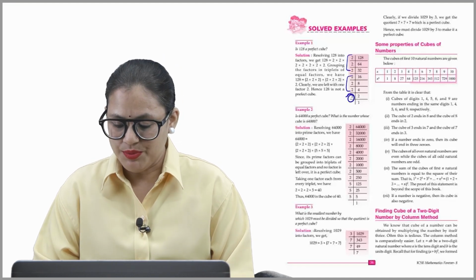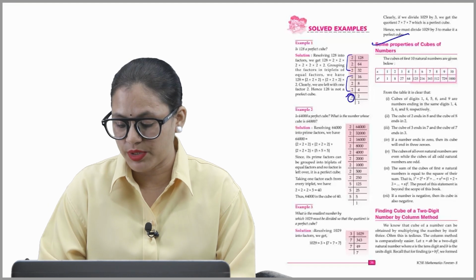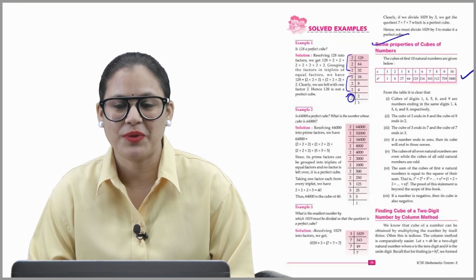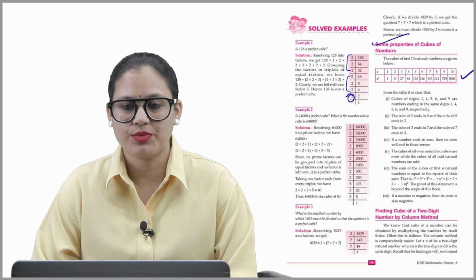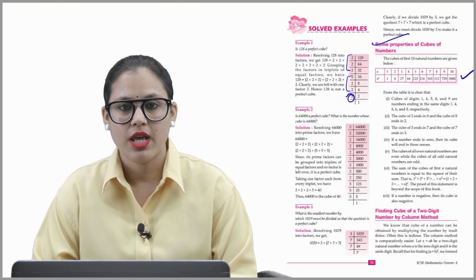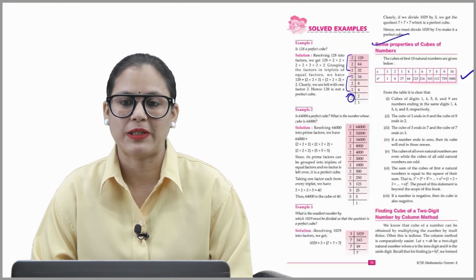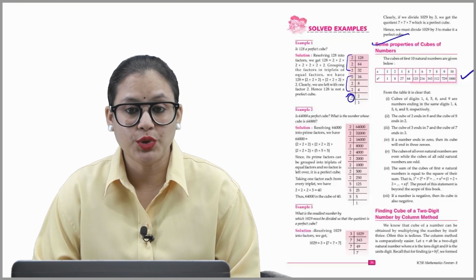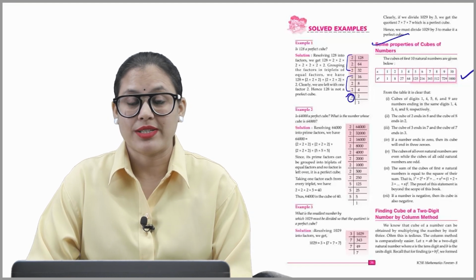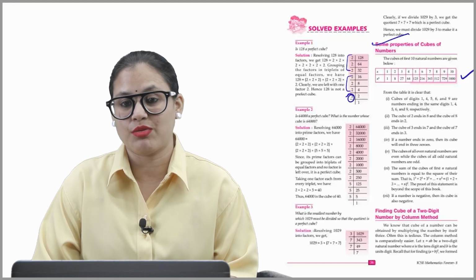Okay. Some properties of cubes of numbers. The cubes of the first 10 natural numbers are given below. Okay. Don't forget to memorize the cubes of these numbers. Okay. So, from the table it is clear that cubes of digits 1, 4, 5, 6 and 9 are numbers ending in the same digit, that is 1, 4, 5, 6 and 9 respectively. 2. The cube of 2 ends in 8 and the cube of 8 ends in 2. Wow, this is so interesting. And number 3, the cube of 3 ends in 7 and the cube of 7 ends in 3.